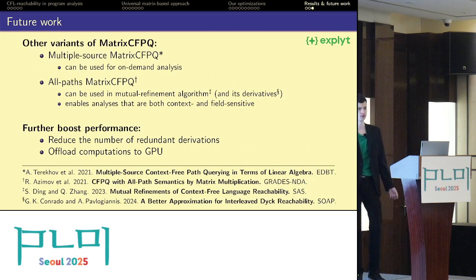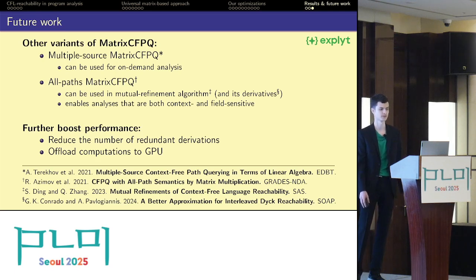In the future, we plan to generalize our optimizations to other variants of MatrixCFPQ. Specifically, we want to target multiple source MatrixCFPQ, since it can be used in on-demand analysis. And we also want to look at all pairs MatrixCFPQ, since it can be used in a mutual refinement algorithm for interleaved Dyck reachability, which itself enables analyses that are both context-sensitive and field-sensitive. And besides that, we also plan to further boost the performance by avoiding some redundant derivations and offloading the most intensive computations to GPUs.